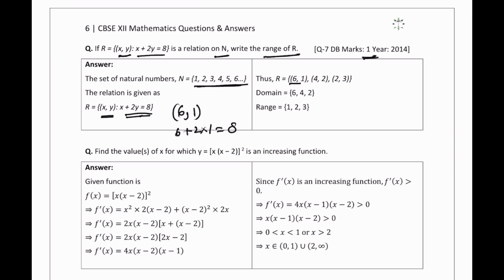Similarly, if we look at the second element in 1 to 6, (4, 2) is also satisfying this relation, because 4 plus 2 into 2 is also equal to 8. So (4, 2) is satisfied. (2, 3) is also satisfied, because 2 plus 2 into 3 is equal to 8. So my ordered pairs (6, 1), (4, 2) and (2, 3) are satisfied.